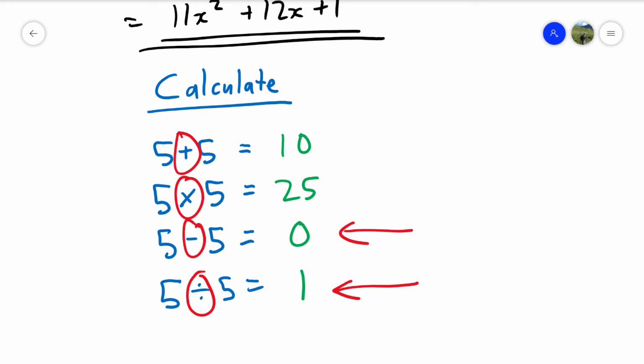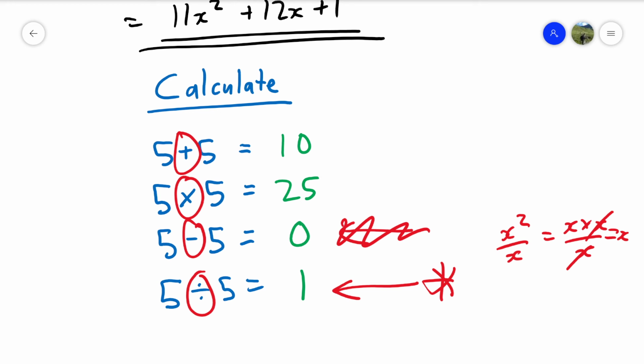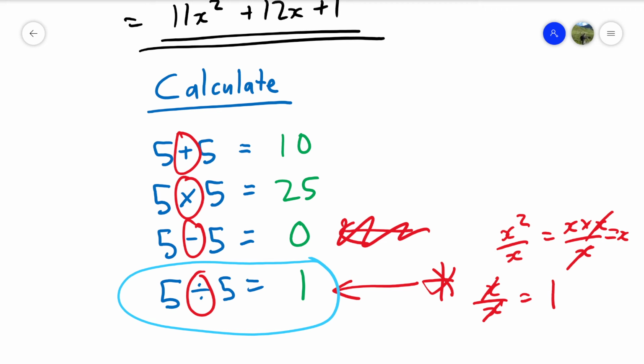This one here is interesting, because you know when you're cancelling, you have x squared over x. Well, that's x times x over x. They cancel, so it's just x. But when you have x over x, have you ever thought, how come when I cancel, there's still a 1? Well, here's your answer. That's why, because if you divide something by itself, it makes 1.